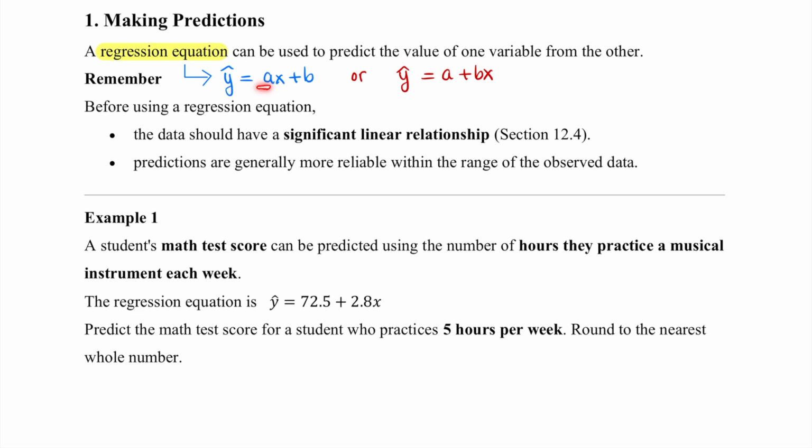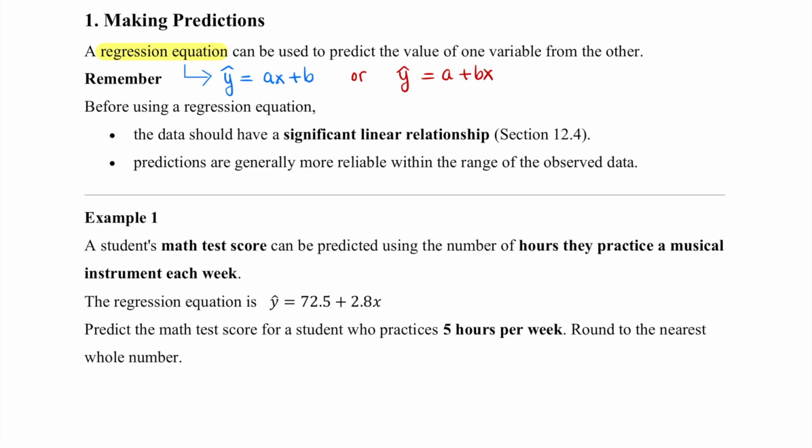Remember, this a and this a are not the same. This b and this b are not the same. All I can tell is that in the first form, a is the slope and b is the y-intercept. In the second form, a is the y-intercept and b is the slope.